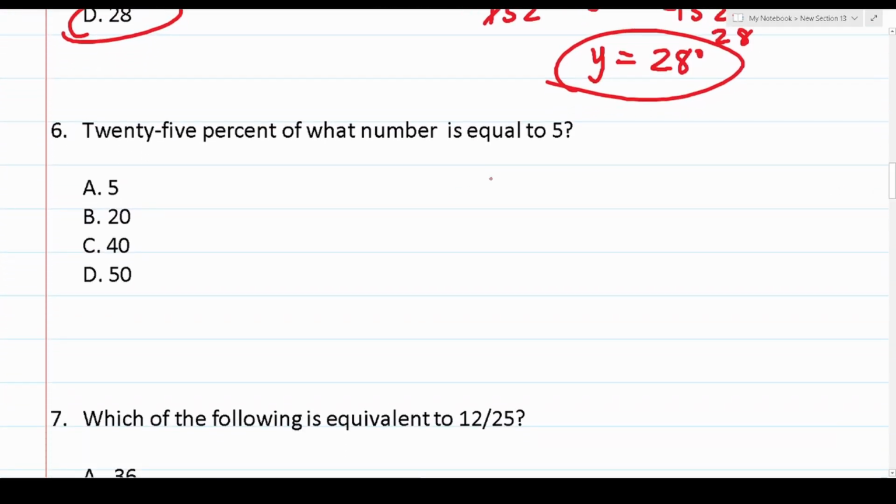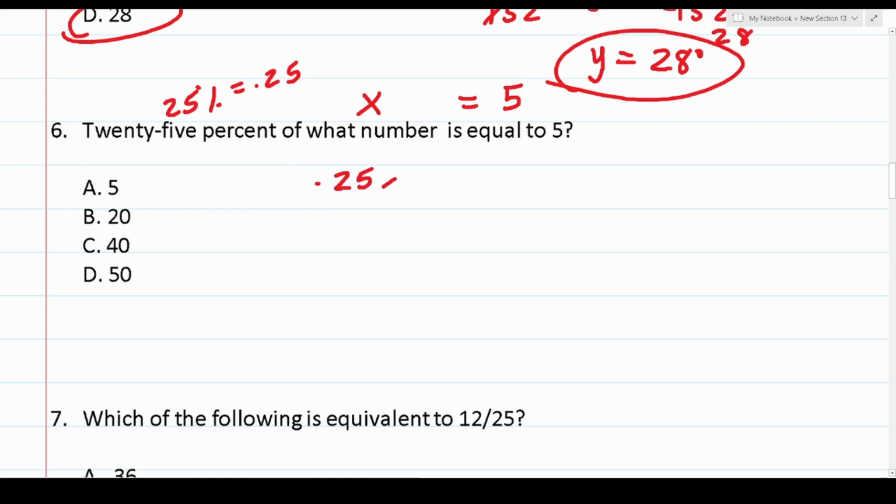All right, number 6 says 25% of what number is equal to 5? Okay, so we're going to write a small algebraic expression to represent what's happening here. 25%, in decimal form, is 0.25. So this says 25% of what number? Again, in math, when you have an unknown value, you can call that x, and then we have equal to 5.